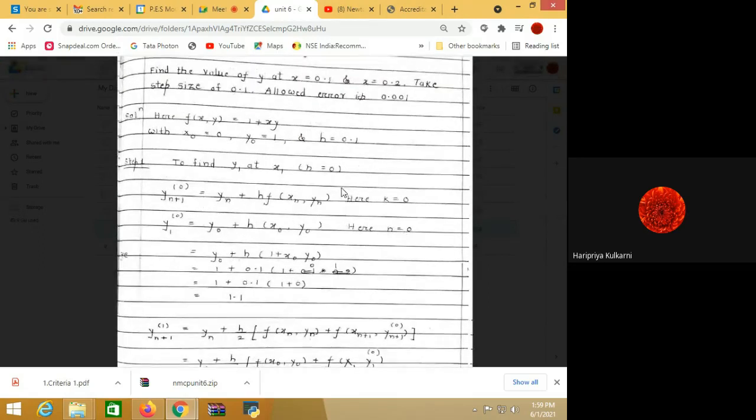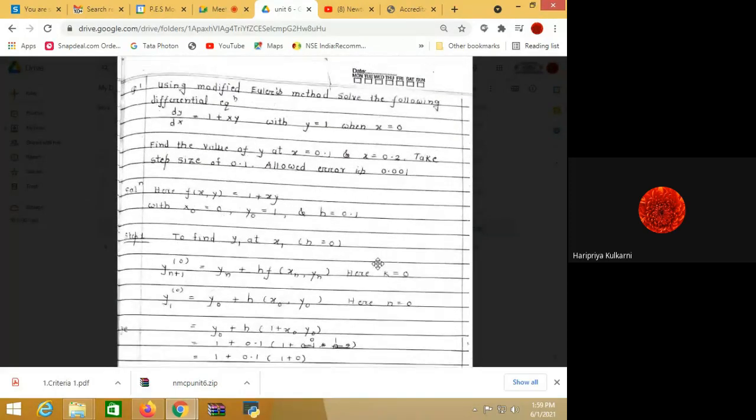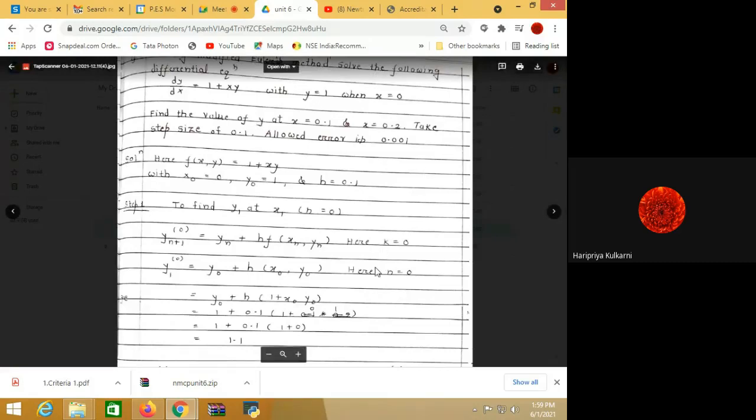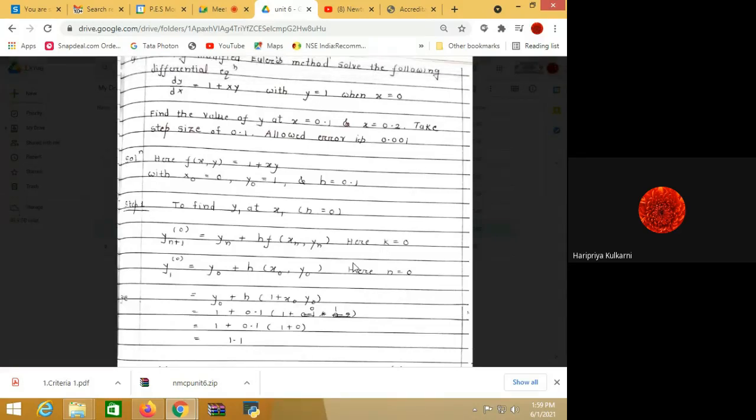To find y1, because in the modified Euler method we want to find the function at x1, y1 and also the function at x0, y0. So x0, y0 is known to us, but we do not know y1. So we have to find y1 at the corresponding given value of x1. Here the given value of x1 is 0.1. At that time, what will be the value of y1? That we are interested to find out. So we will find y1 first, because we have to take the slope at two different points.